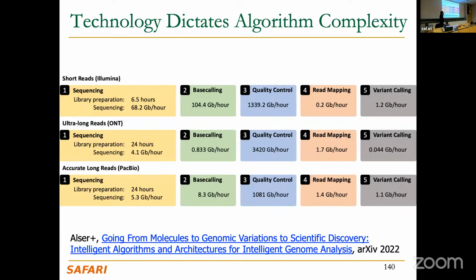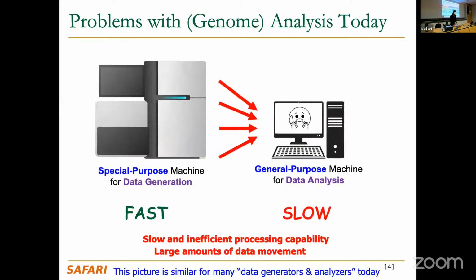And you can see the throughput of a sequencing machine for Illumina is around 70 gigabases per hour, but read mapping is extremely slow, at 0.2 gigabases per hour. So you can literally see the bottleneck that we're having in these steps here. This is because, as I said, these machines are basically incapable of analyzing such a large amount of data in a very fast way, because of the data movements that are going on between these steps.